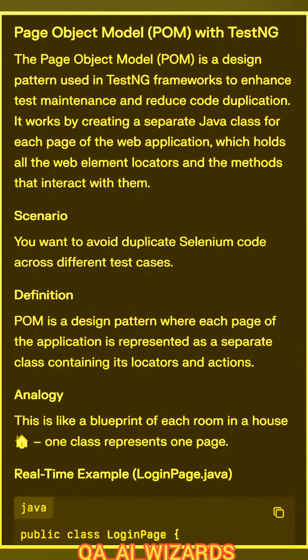Hi everyone. So today we are going to talk about the Page Object Model (POM) with TestNG. The Page Object Model is a design pattern used in the TestNG framework to enhance test maintenance and reduce code duplication. It works by creating a separate Java class for each page of the web application, which holds all the web element locators and the methods that interact with them.